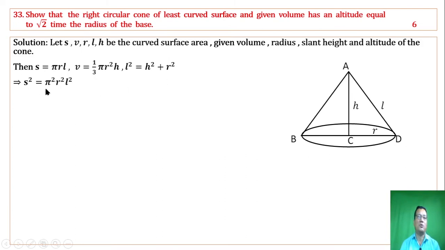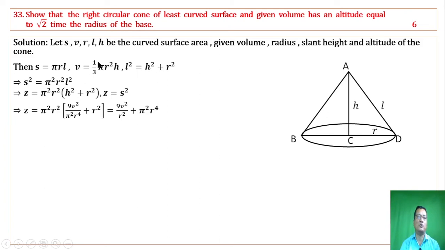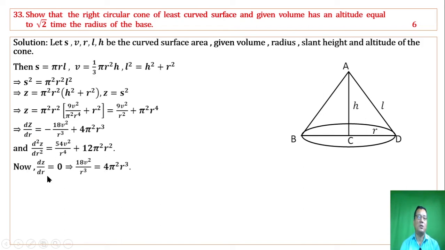Squaring both sides, we have this S square. I have put S square equal to Z, and L square is equal to this. Put H and solve for H, whose square is this, and lastly we get this. Now Z is a function of R only, V is given, and dz by dr we have this. Again differentiating with respect to R, we get this. Now we put dz by dr equal to 0, that is this equal to 0, and solving we have R equal to H by root 2.